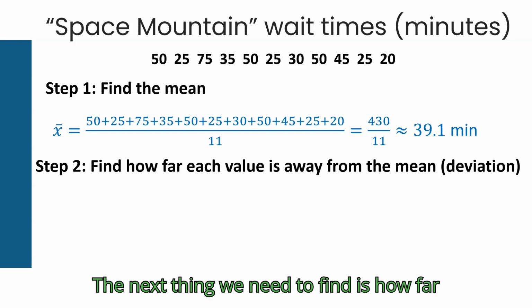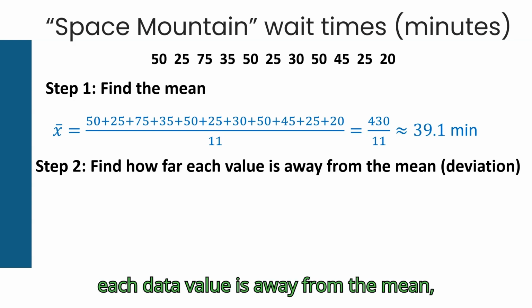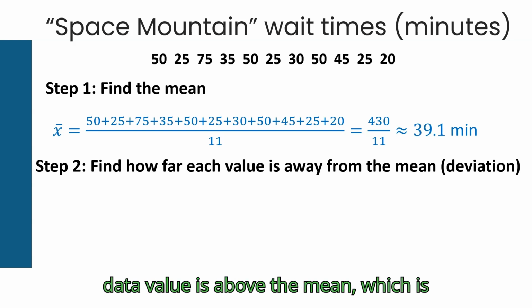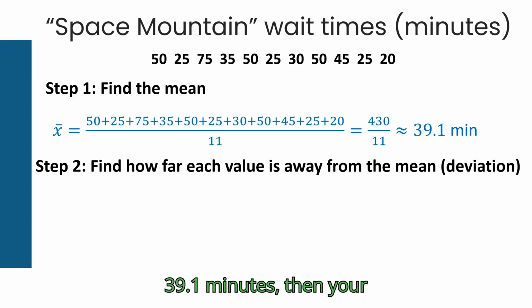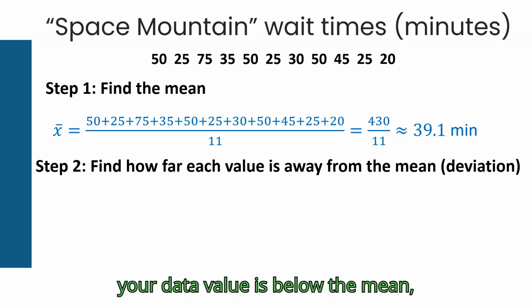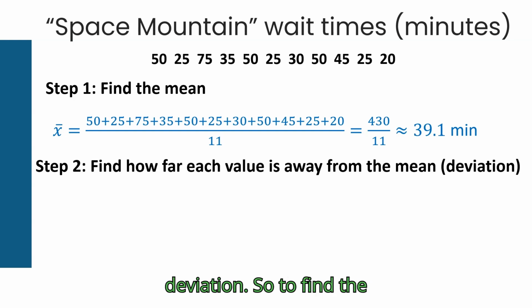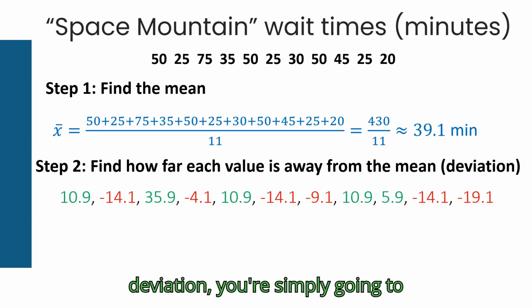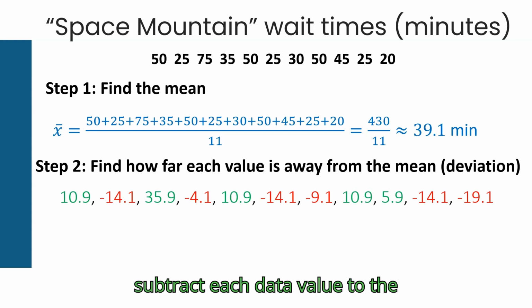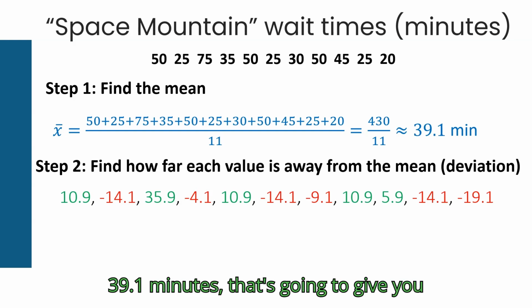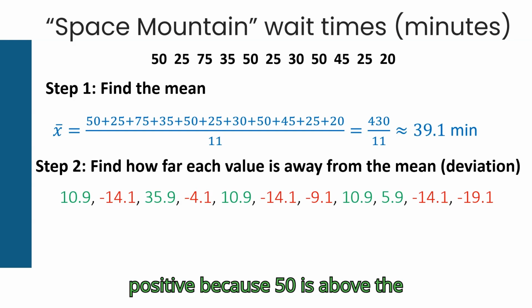The next thing we need to find is how far each data value is away from the mean, which is the deviation. If your data value is above the mean, which is 39.1 minutes, then your deviation will be positive. If your data value is below the mean, you're going to have a negative deviation. To find the deviation, you simply subtract the mean from each data value. So 50 minus 39.1 minutes gives you 10.9 minutes, and it's positive because 50 is above the mean.